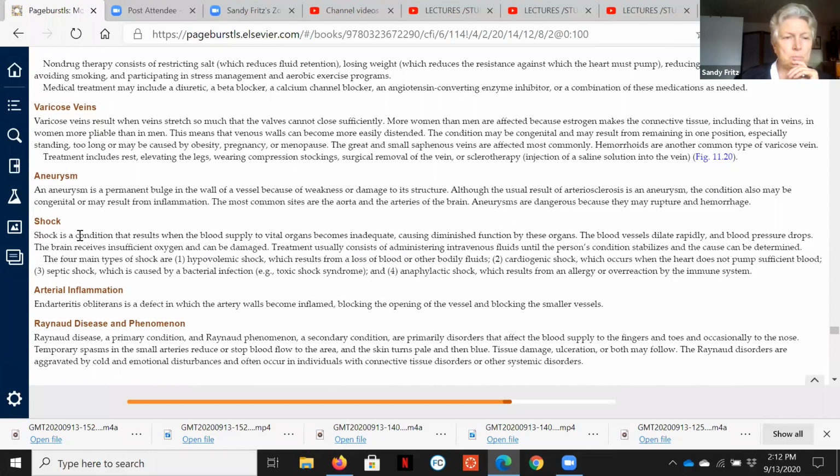Shock is when there is not enough blood going to the organs. It's likely not going to happen during massage, but it might be secondary to something else, like an allergic reaction, or a real shift in blood sugar for somebody who has low blood sugar or diabetes.